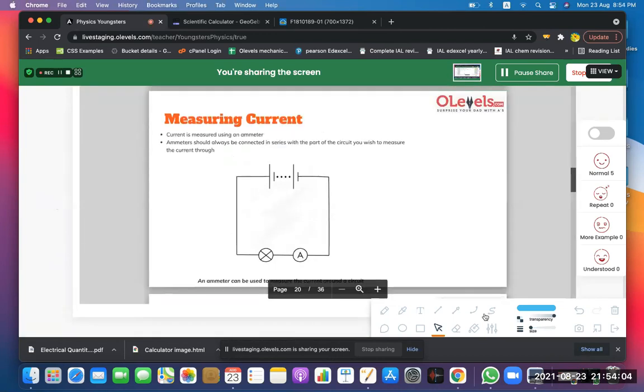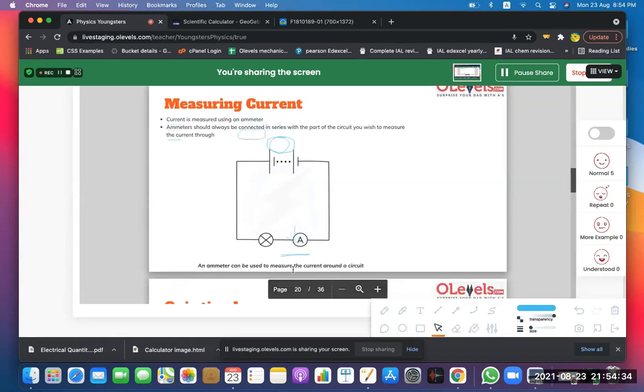Okay, measuring current. You already know, current is measured using an ammeter. Ammeter is an instrument to measure the current. Look here, the ammeter is drawn here. And the ammeter should always be connected in series, meaning in one line. It should not be connected like this. So here the ammeter should be connected in series.